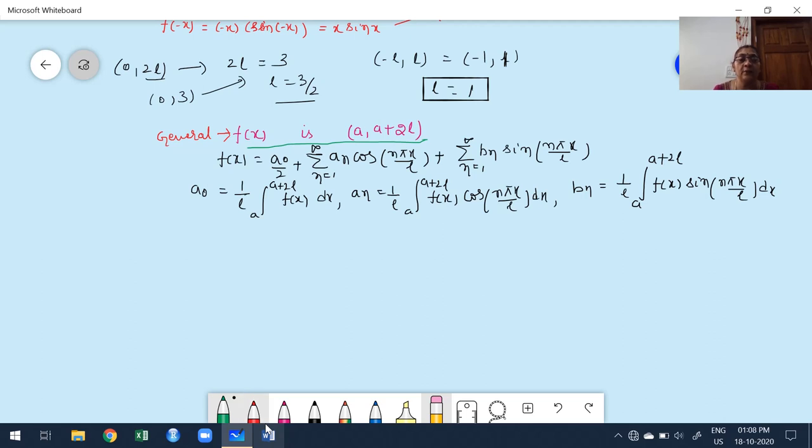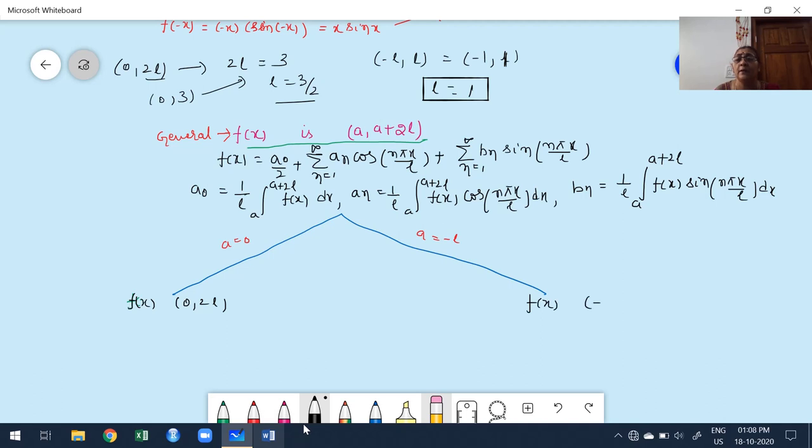The general case I divided into two cases. In the first case, I take a equal to 0, and in the second case, a is equal to minus L. Therefore, now f of x is defined over the interval 0 comma 2L in the first case, and in the second case f of x is defined over the interval minus L to plus L.